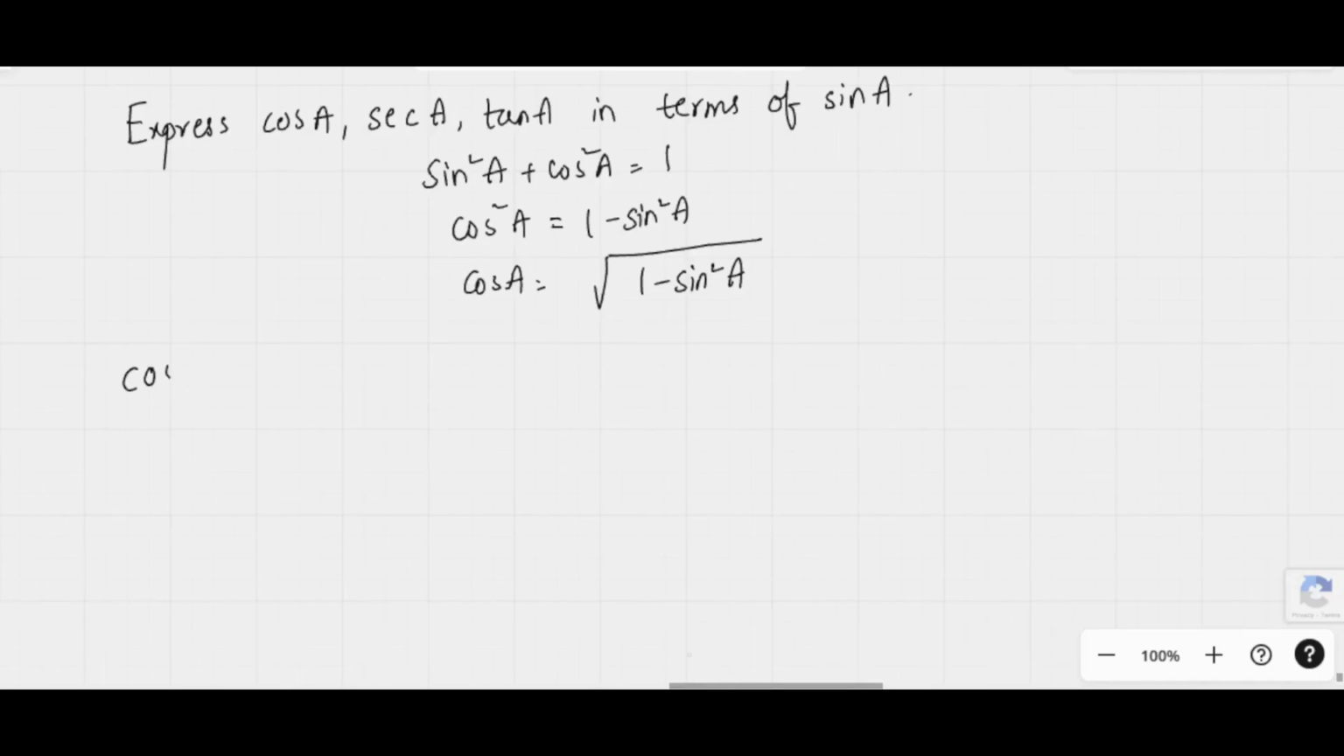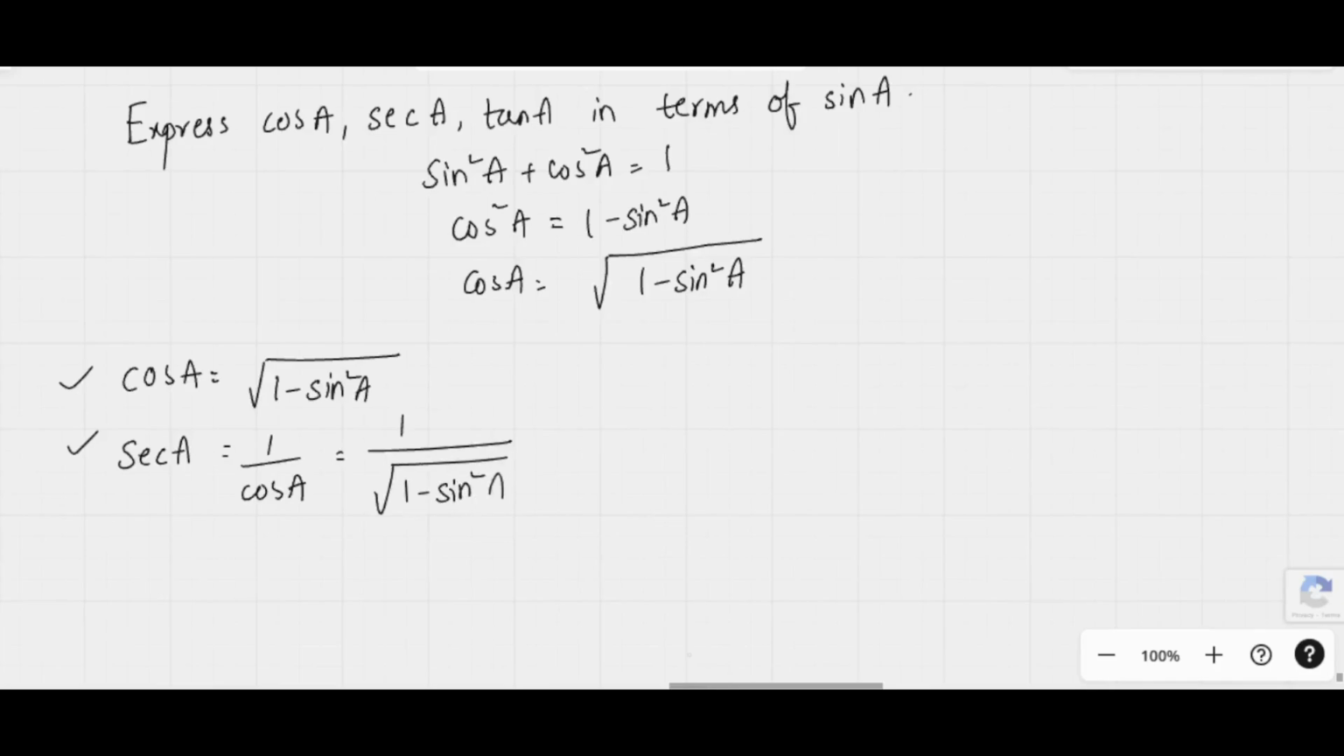Now, cos A is nothing but root of 1 minus sin square A. We finished the first term. The second one they asked is secant A. Secant A can be written as 1 by cos A. So what is cos A? Root of 1 minus sin square A. We got it in terms of sin A. And what is tan A? Sin A by cos A. So sin A divided by, in the place of cos A, write root of 1 minus sin square A. Finished. So we are expressing every term in terms of sin A.